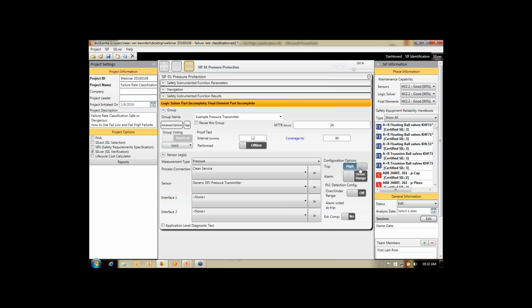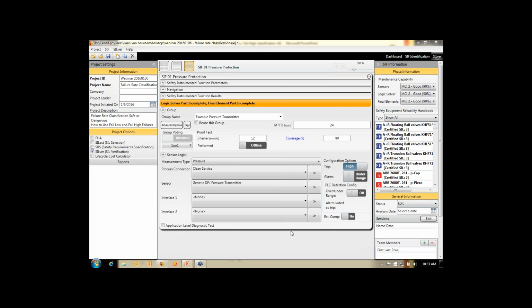Let's assume we have a high trip and we drive our outputs under range upon the internal detected failure. So in other words, fail high will go through the trip point, fail low will go away from the trip point, and fail detected will behave the same as a fail low.